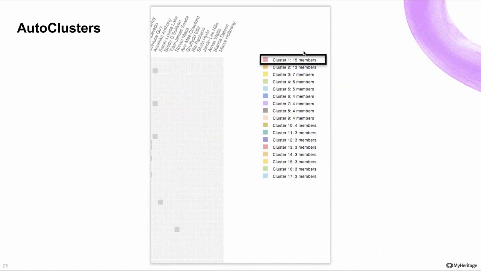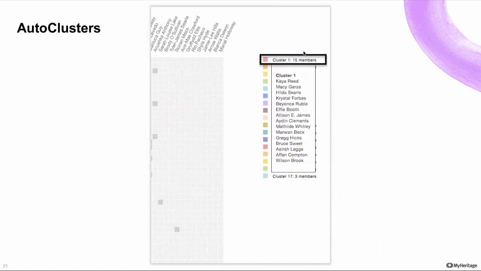If you hover over each one of these, you will get the list of the names of the DNA matches that made it into this specific cluster. So in cluster number 1, I have 15 members, and these are their names.